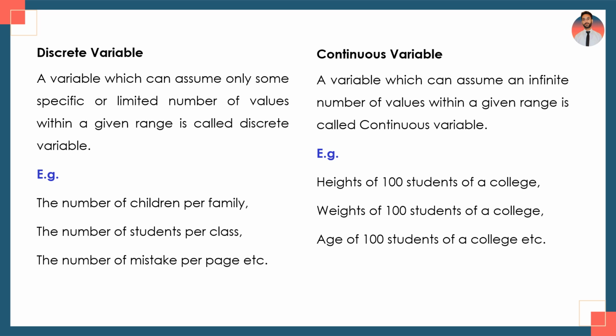So these are the examples: heights, weights, marks, ages, prices, quantities, temperature. These are the examples of the continuous variable.